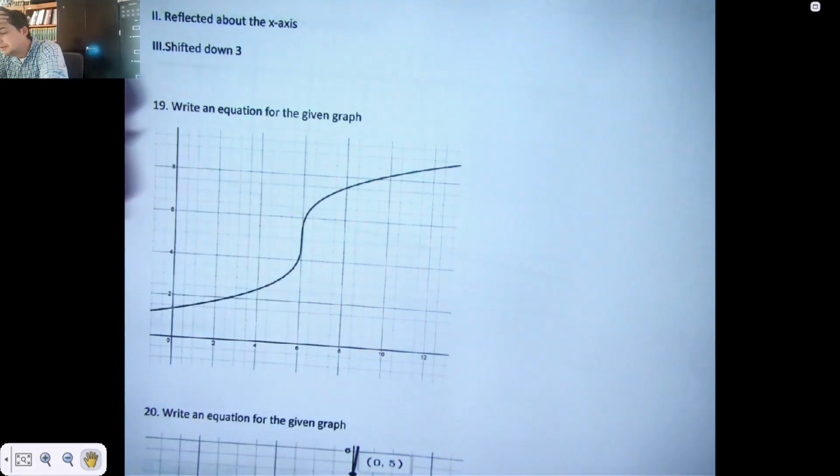All right, back to 19. I actually had to fix it. I left a lot of it the same, but it needed to be different.